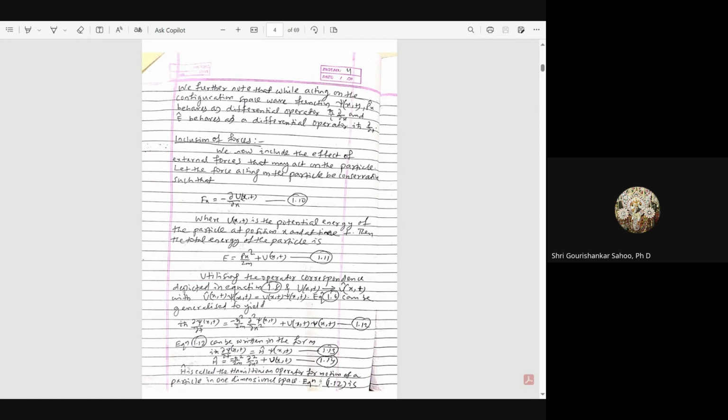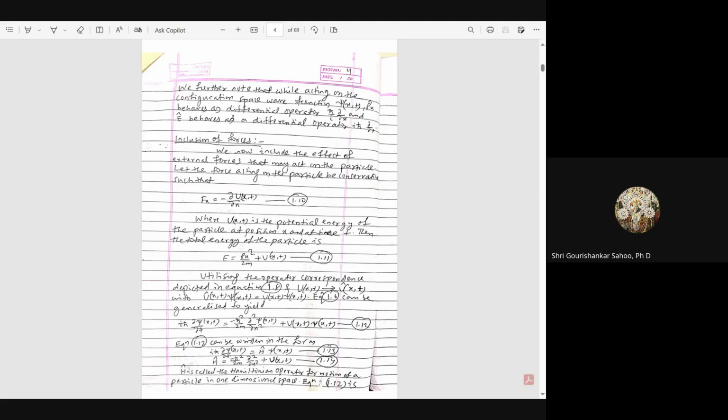Similarly, you can have the Schrodinger equation in a potential, where a force acts upon each particle. If you include the effect of an external force that may act on the particle, then you can assume the expression Fx is equal to minus del u by del x. This is a classical mechanical expression where u is the potential energy. So F can be written as minus del u by del x in one dimension, where u is a function of x, t, suppose.